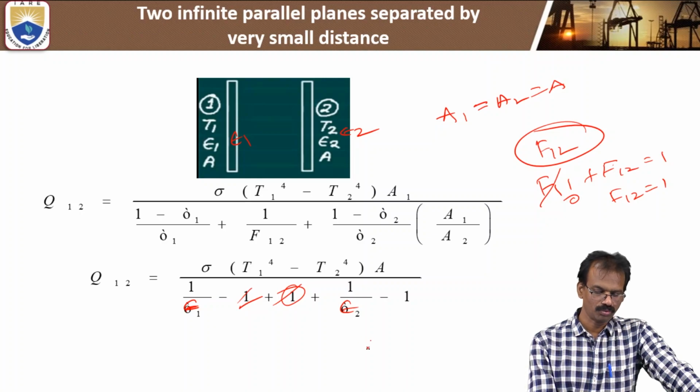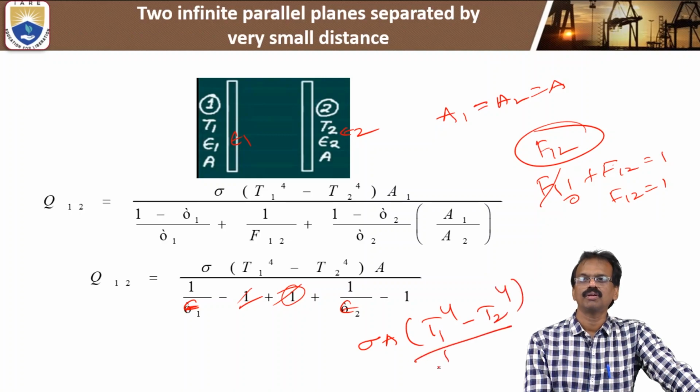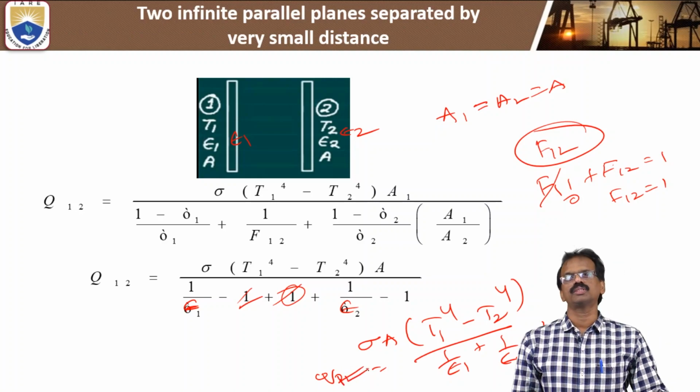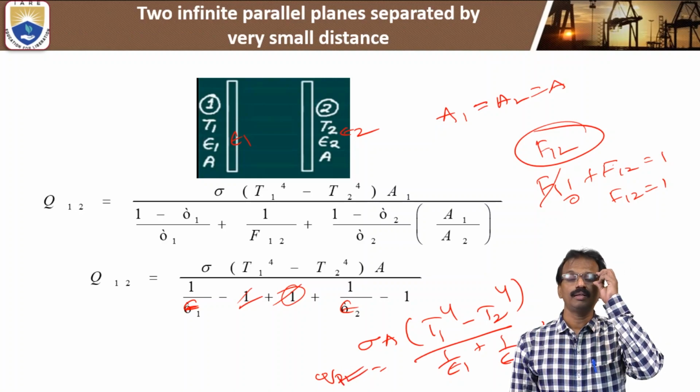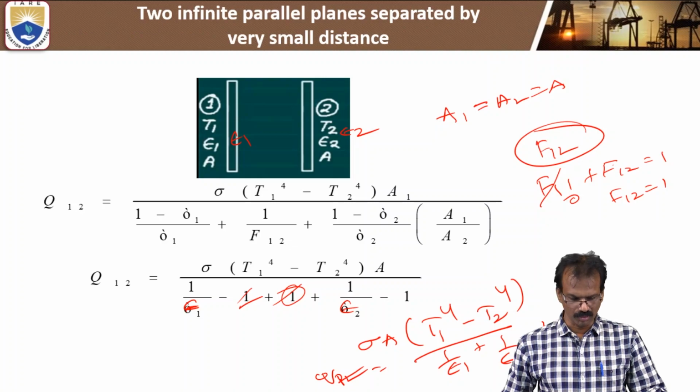Finally, the formula is equal to sigma into area into (T1 to the power of 4 minus T2 to the power of 4) divided by (1 by epsilon 1 plus 1 by epsilon 2 minus 1). This is the formula we already derived for Q12, the radiation heat transfer between two infinite parallel planes. We already discussed this.